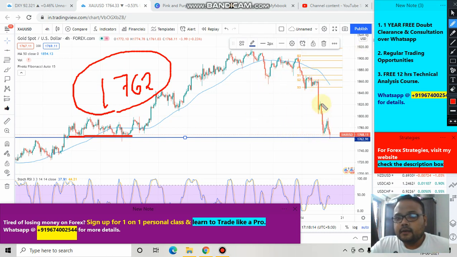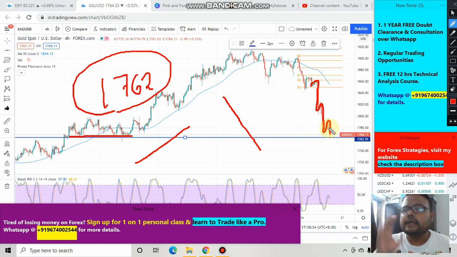Because the market never falls like this, or never goes up like this. The market always moves in a zigzag pattern. Here also you can see that before the fall, the market went up a little. So let the market open on Monday and see if the price starts going upside. Then let it go.